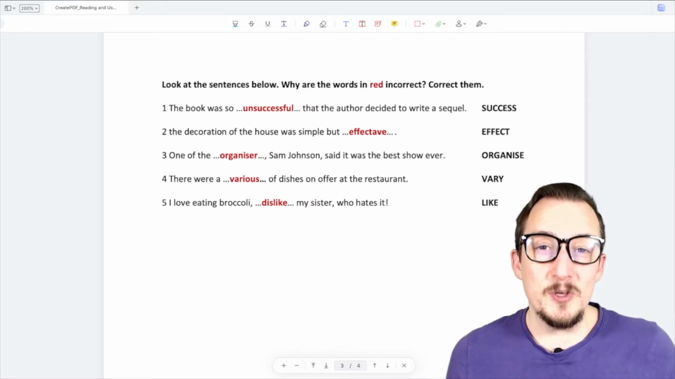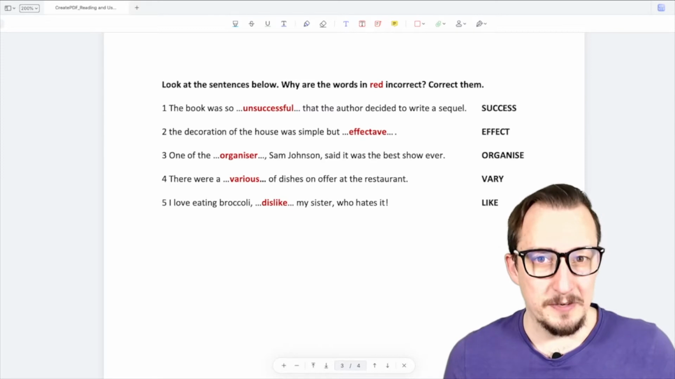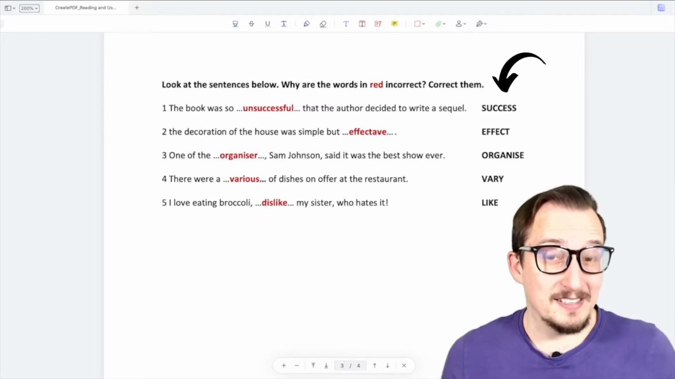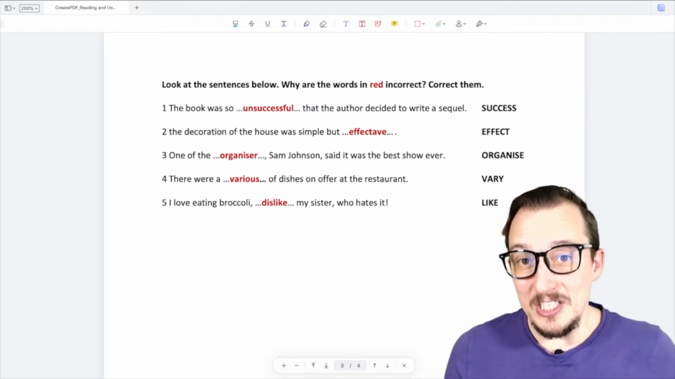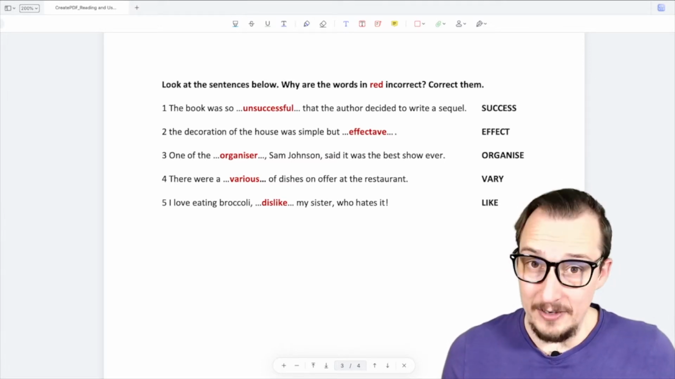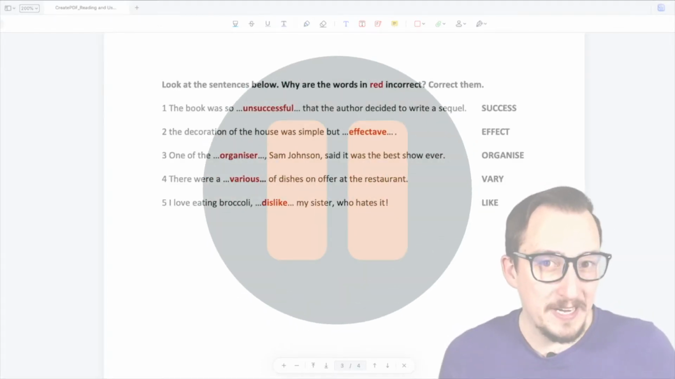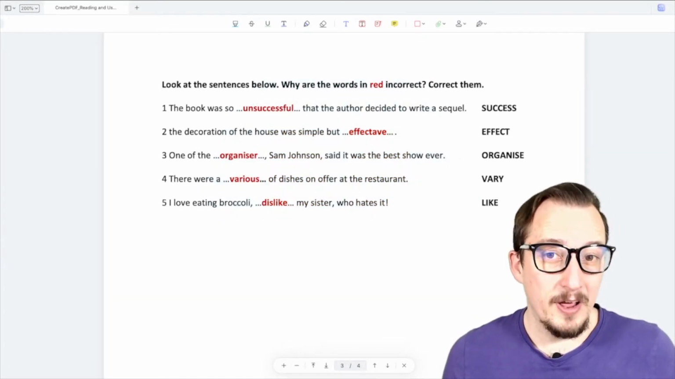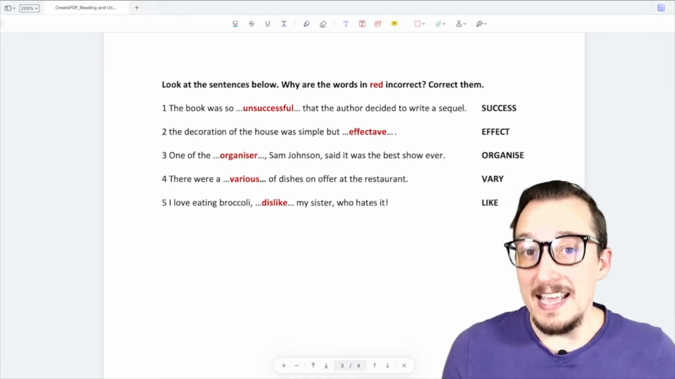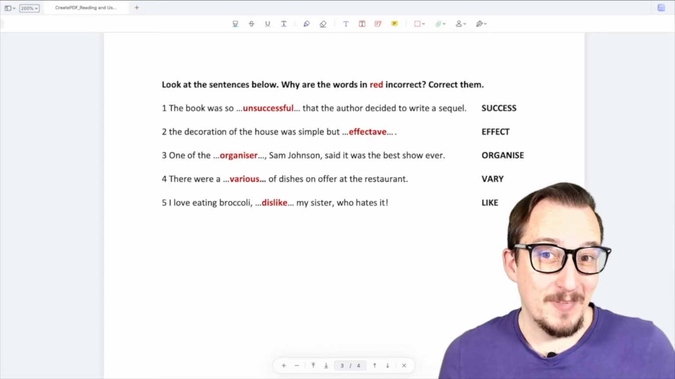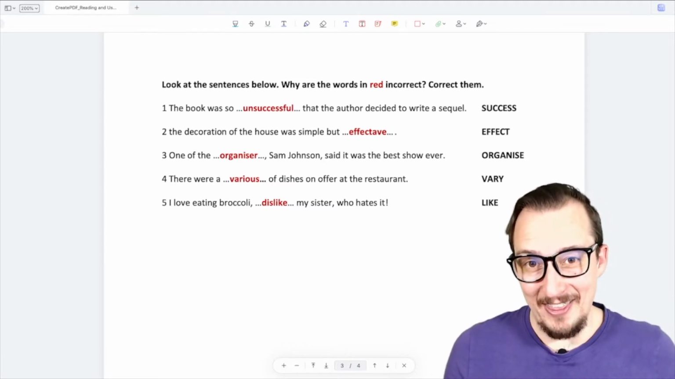So on the screen, you can see 5 sentences that look very similar to a Reading and Use of English Part 3 exam question. Now you've got the stem words on the right hand side in capitals and in each gap is a word in red. Now sadly all of the words in red are incorrect. I'd like you to pause the video, read through each sentence and the corresponding stem word and try to work out why each one is incorrect and what the correct answer should be. We'll then go through the answers together to check.